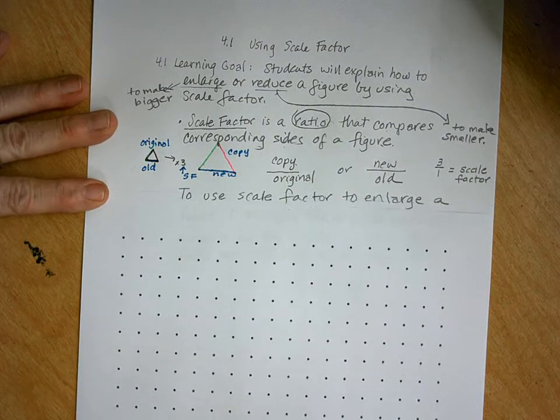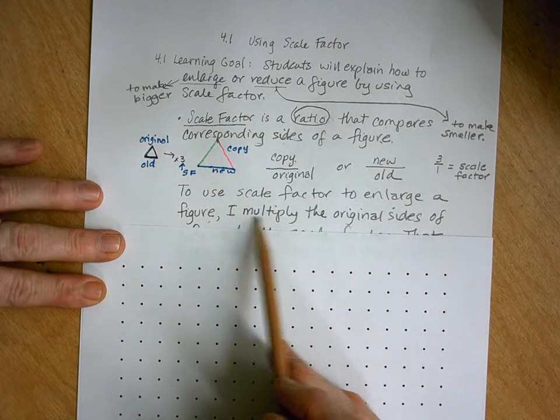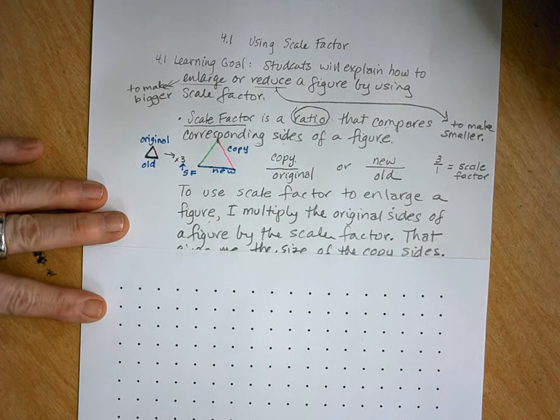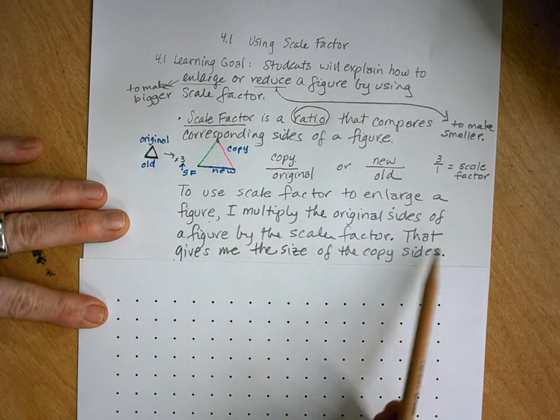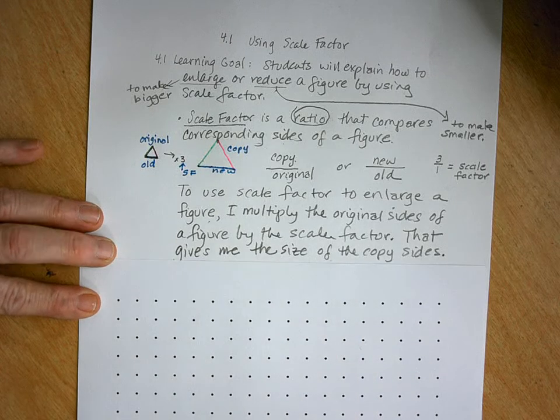So basically, to use scale factor to enlarge a figure, I multiply the original sides of a figure by the scale factor. That gives me the size of the copy sides. Now I'll do an example.